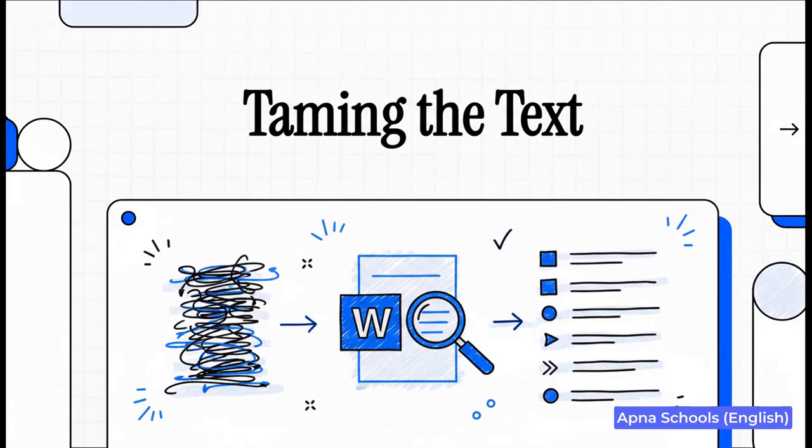Today, we are absolutely taming the text. We're going to show you how to take those cluttered, messy documents and turn them into polished, professional reports. And you know what the best part is? We're doing it with a tool you already have, Microsoft Word and its surprisingly powerful listing features.